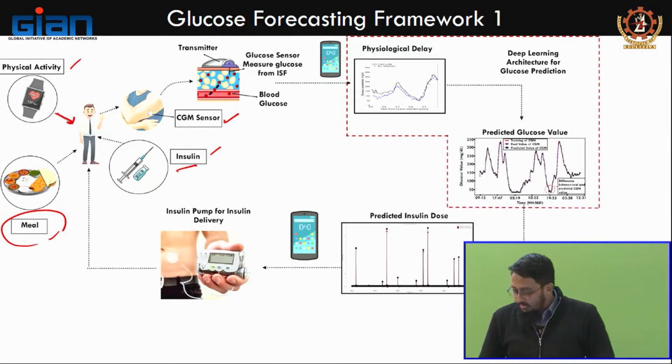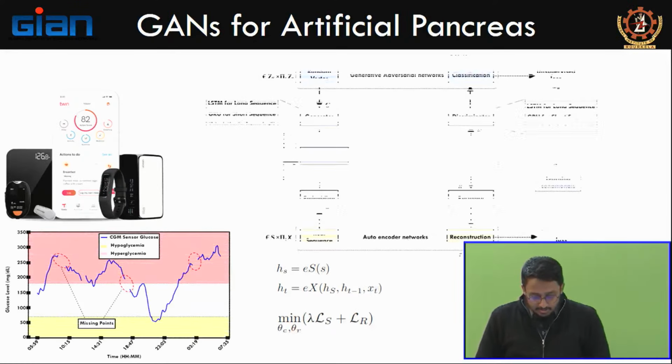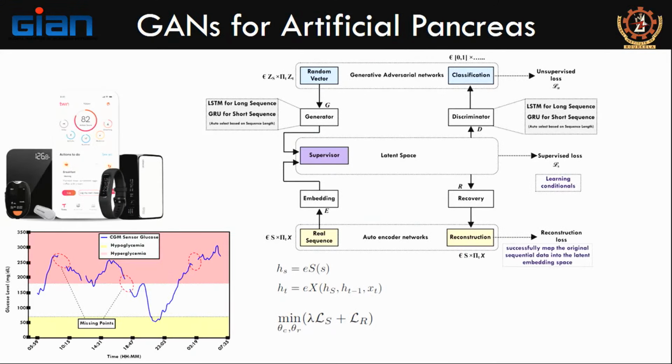So, this is where we can use TimeGAN, or you can say generative AI models, to fix the missing data points. If you look at the plot in the bottom left corner, you have missing data points and this is CGM data.